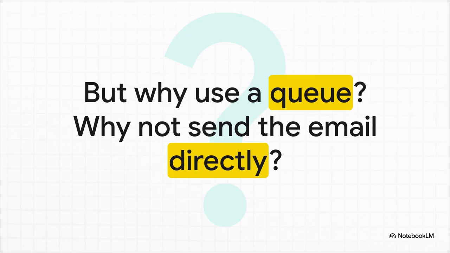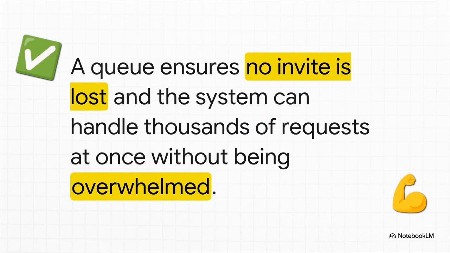But that might sound like an extra step you don't need, right? I mean, why have a waiting room at all? Why not just fire off the email directly the second you hit send? Well, there's a really, really good reason for this. And that reason is all about reliability. Using a queue, that smart mailbox, guarantees that no invite ever gets lost in the shuffle. Imagine thousands of people hitting send at the exact same moment. Without a queue, the system would probably crash. But with it, the queue just holds on to all those requests and feeds them to the processor in an orderly way. It means the system can handle massive volume without even breaking a sweat.